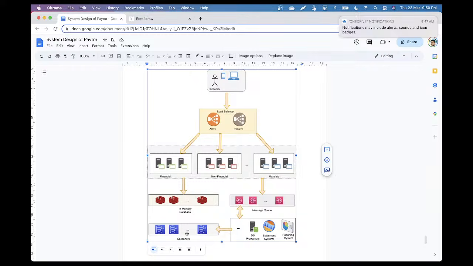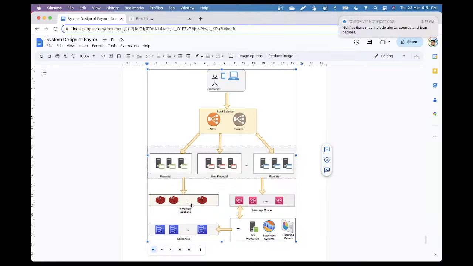Oh, you mean the Cassandra cluster? Or not Kubernetes, Redis. Kubernetes is for containerization, right? So it should be containerized, you mean? Yes, this Redis should also move inside the Kubernetes cluster. Okay, but where is the Kubernetes cluster? Right now, I haven't shown that. So these services might be in the Kubernetes cluster, right? Which services? The DB processor, settlement system? No, the financial, non-financial, and mandate services. Yes, definitely. These will be in the Kubernetes cluster.